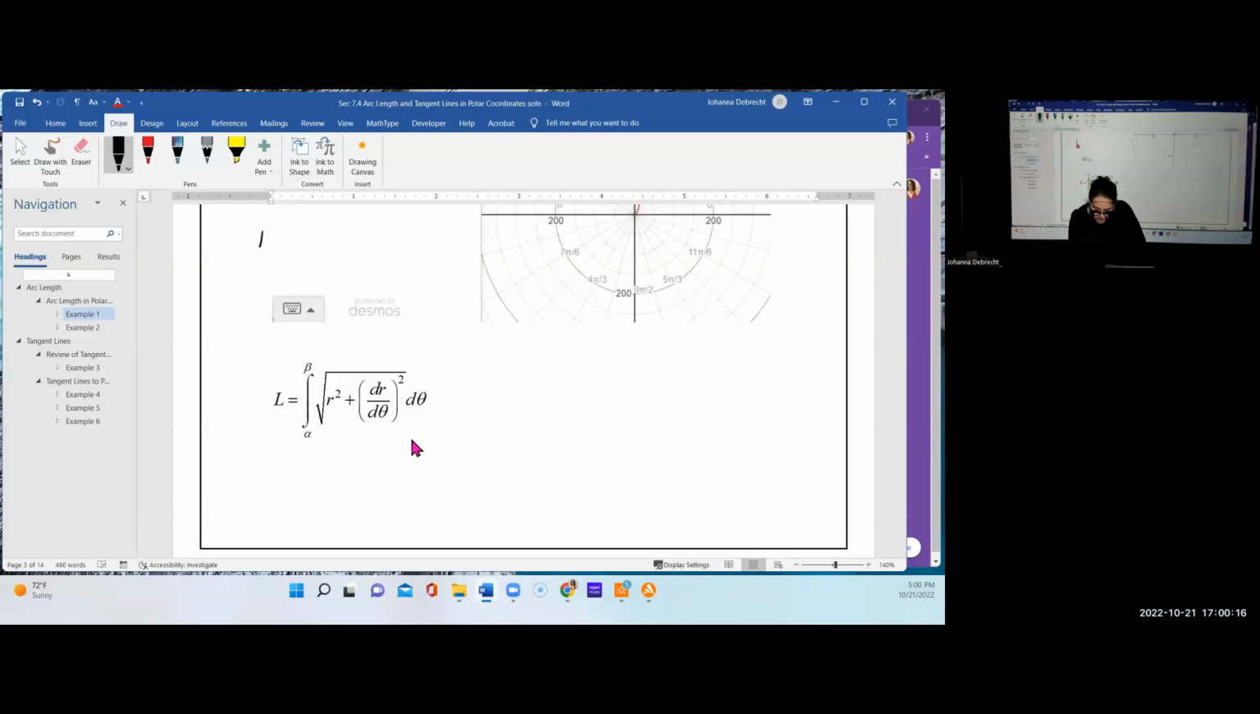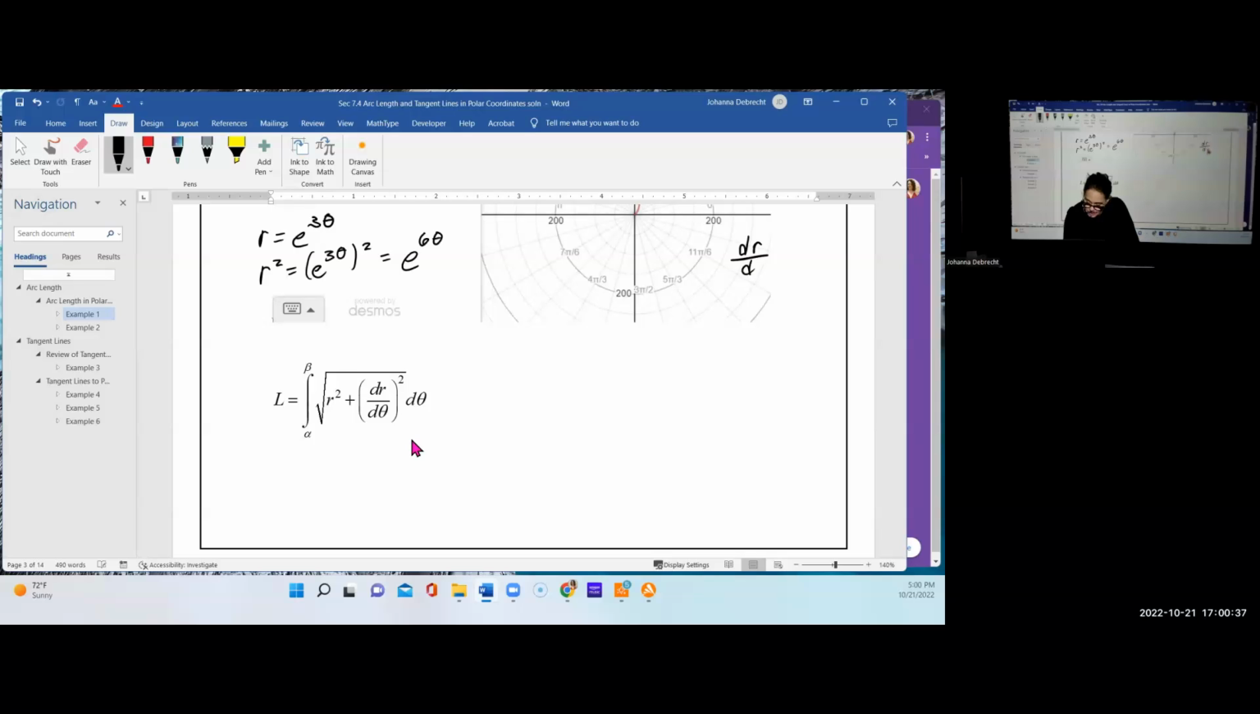So we have r equals e to the 3 theta. So r squared is e to the 3 theta squared. And when you have one base and two powers, you multiply the powers, so you get e to the 6 theta. Now we need to know what dr d theta is.